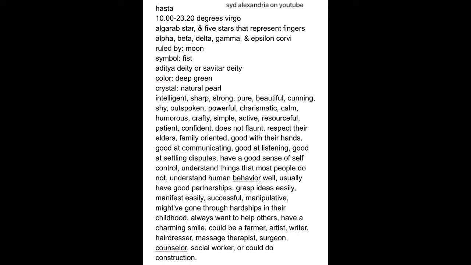Hasta is from 10 degrees to 23 degrees 20 minutes of Virgo. Its star is El Garb, or the 5 stars that represent fingers. So Alpha, Beta, Delta, Gamma, and Epsilon Corvi. Its symbol is the hand, or the fist. And if you want to read more, you can, but I'm just going to say that they are very intelligent, sharp, strong, pure, beautiful, cunning, shy, outspoken, powerful, charismatic, calm, humorous, crafty, really good with their hands, okay?